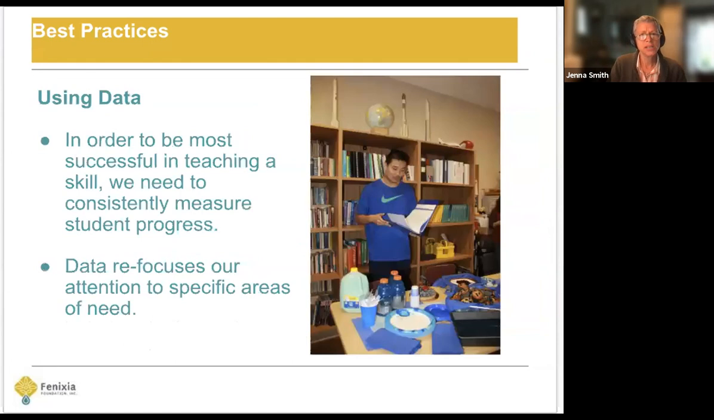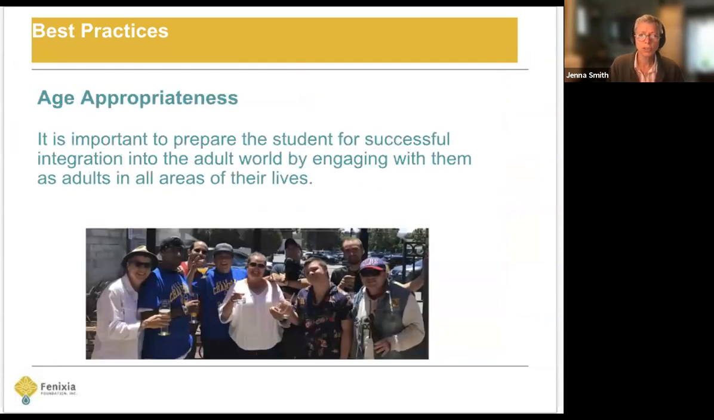The next thing is using data. Again, it doesn't have to be some formal data format. It can be using those task analyses. But if we get intentional with our measurement of student performance, we can really target our instruction to help them reach that independence more quickly. So it refocuses our attention, and it helps us as educators and family members know how best to serve our students. Another one is age-appropriateness.